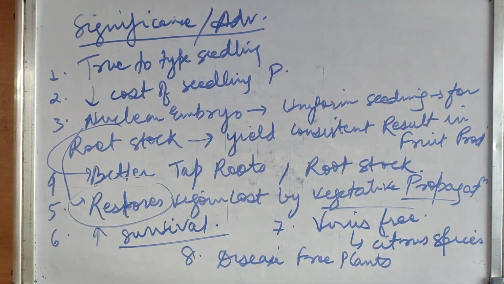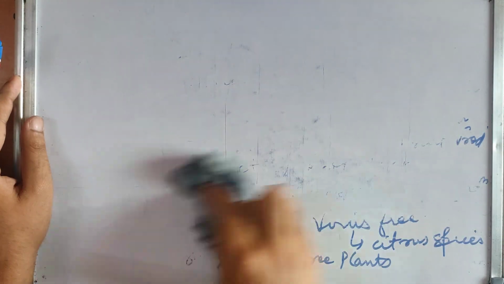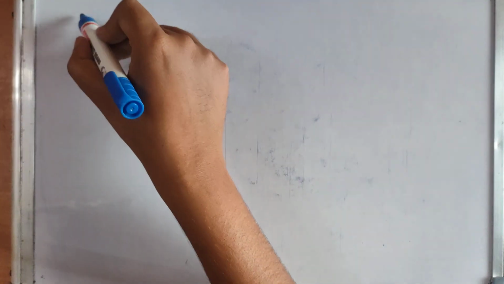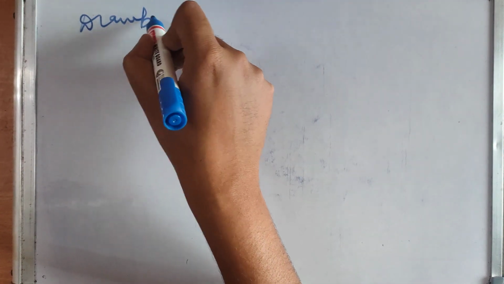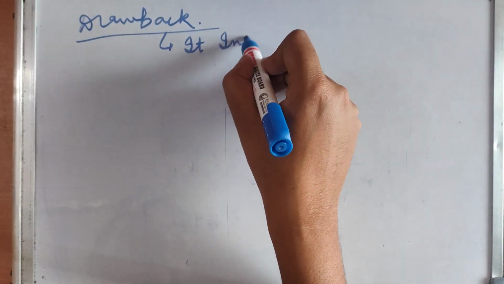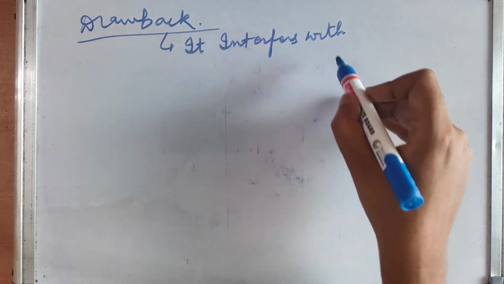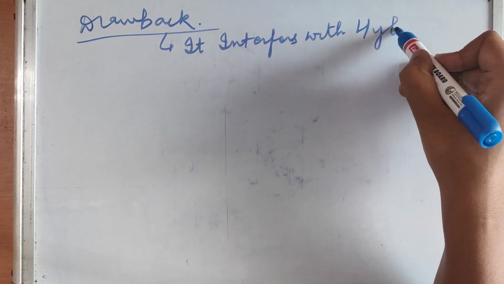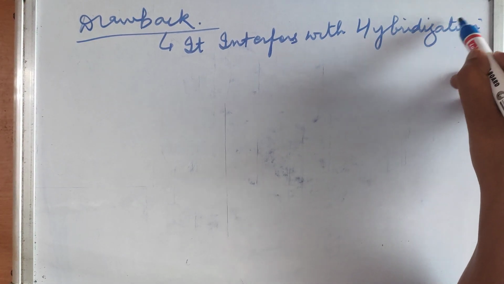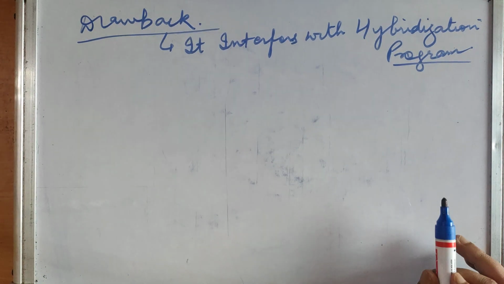Now moving on, what is the main drawback? There is one very major drawback of polyembryony, and you should know it. That drawback is that it interferes with hybridization programs. That is the major drawback.